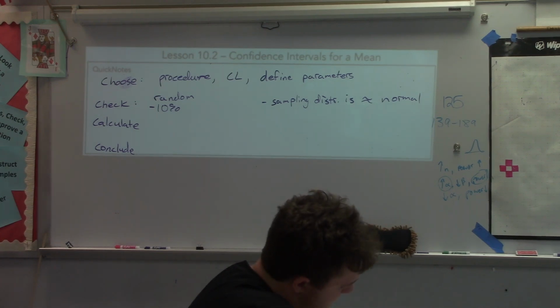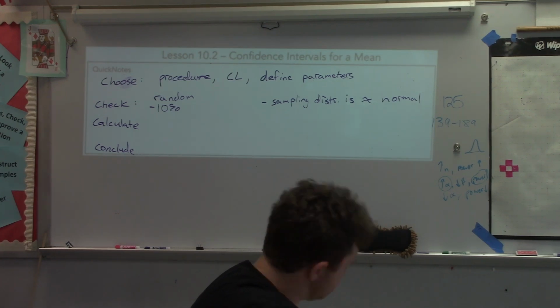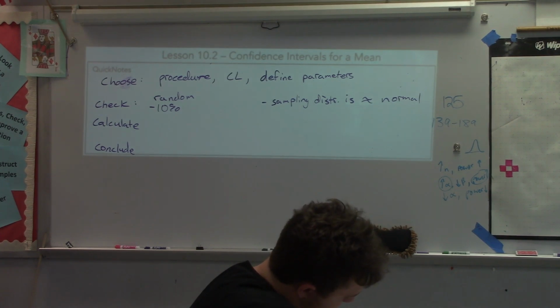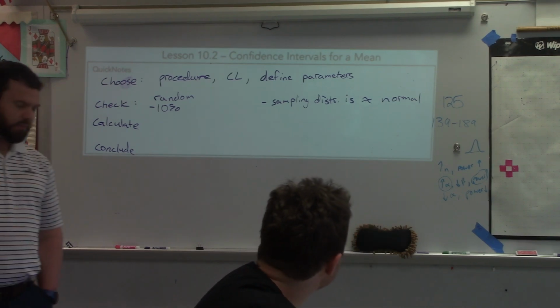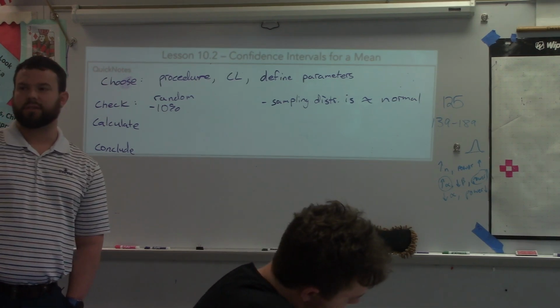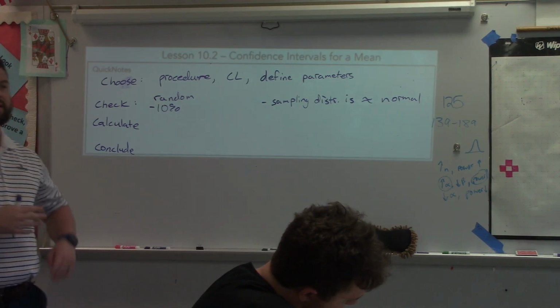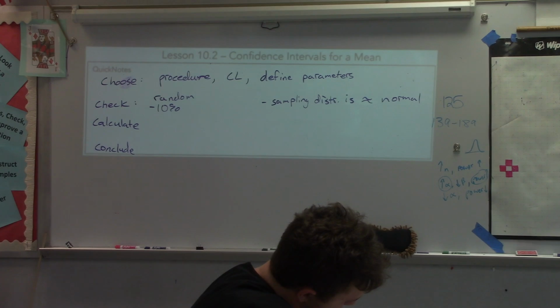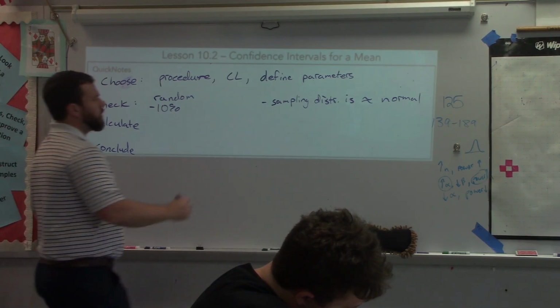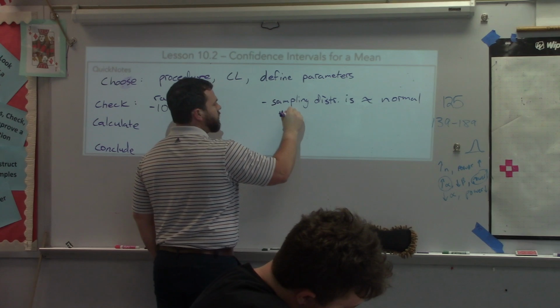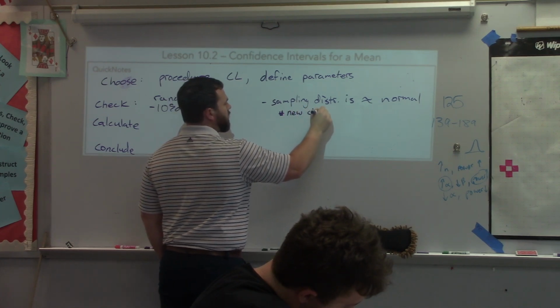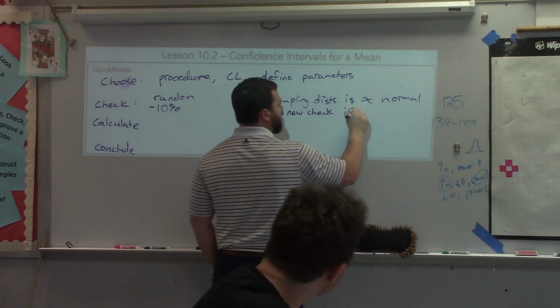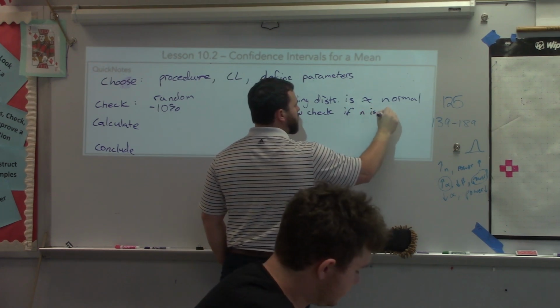Or if we don't know about the population, if my sample size is what? Sufficiently large. Sufficiently large, I can use the CLT, central limit theorem. But what if I don't satisfy the central limit theorem either? So we just looked at, if that sample does not show strong skewness, then it is reasonable to believe the sampling distribution is approximately normal. So make sure we have a new check if n isn't large enough.